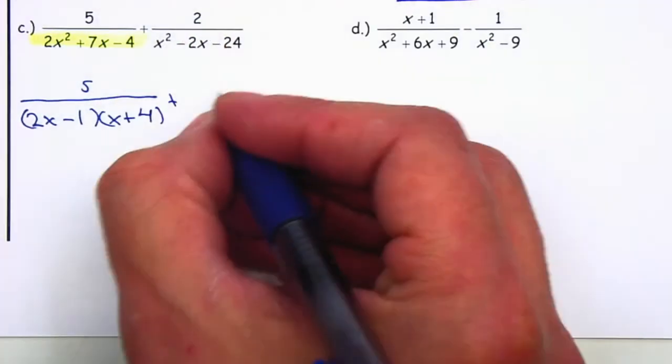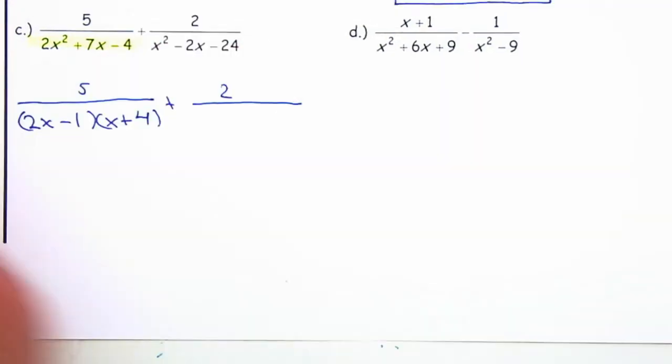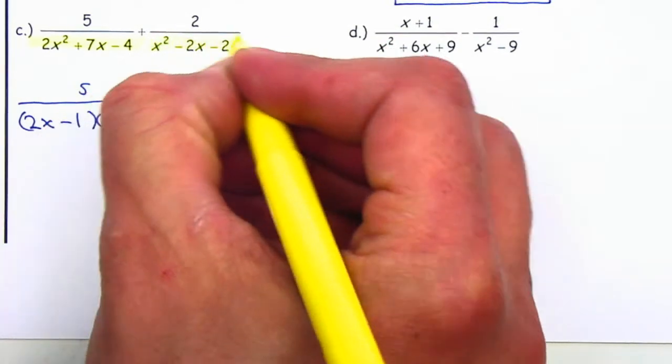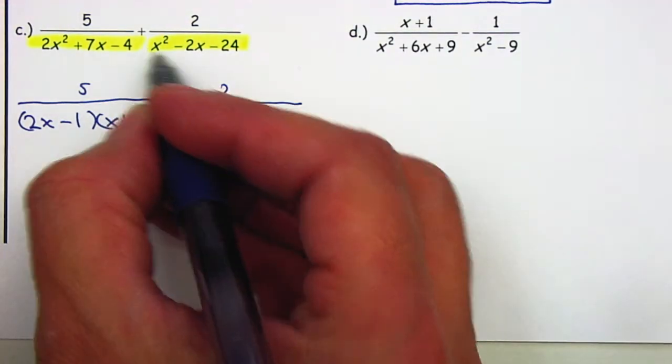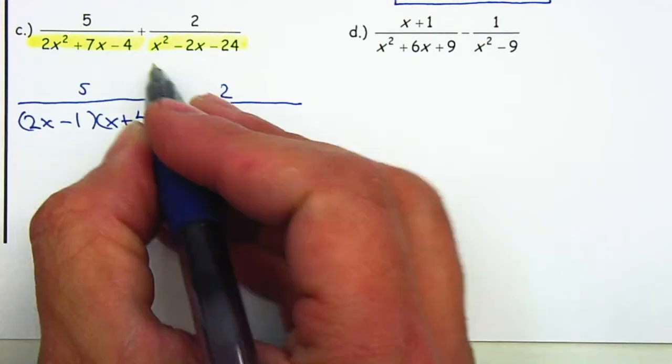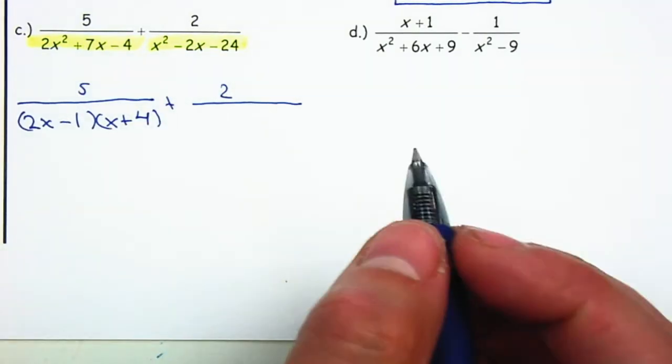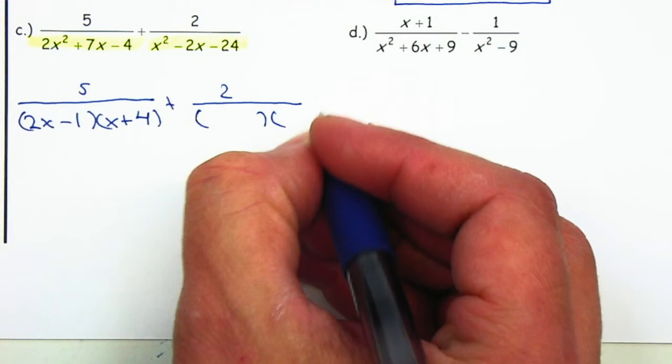Plus, the 2 will stay the same. I'm going to go and factor the denominator, the x squared minus 2x minus 24. Is there a number that divides 1, 2, and 24? No. Do they all have an x? No. So I can go and do my double parentheses.